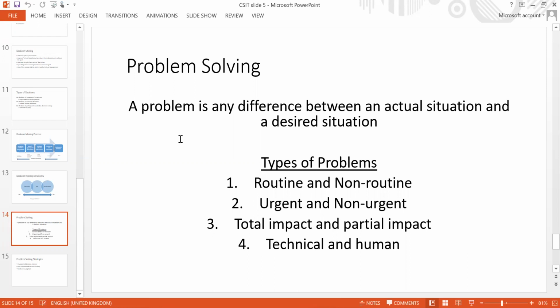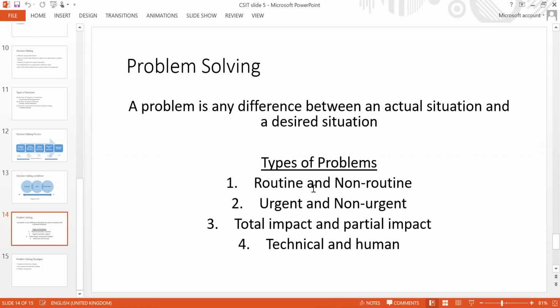I know problems bhaneko chai ni routine huna sakcha, very regular kind of a problem, and some very unique kind of a problem. Some problems have to be addressed very urgently. Some problems are non-urgent. Some problems can have very big impact, and some problems are partially impacting, not that bad impact. There are technical problems, there are human problems. These are types of problems.